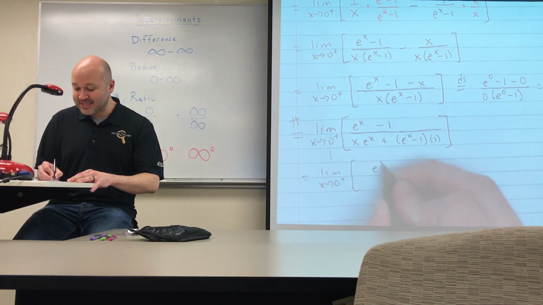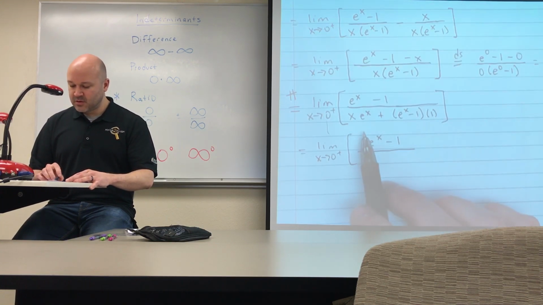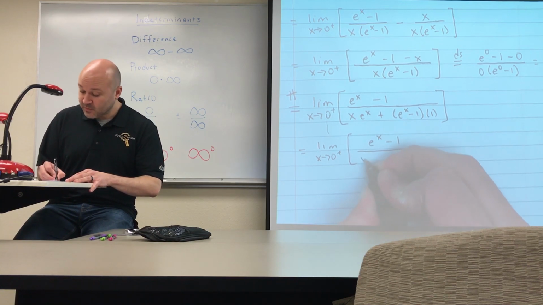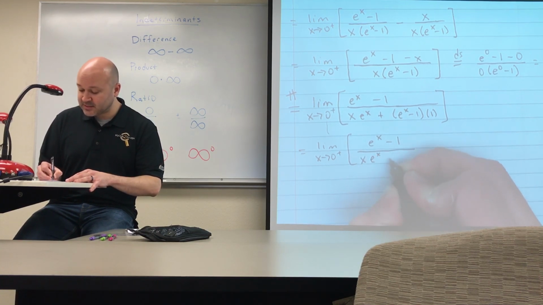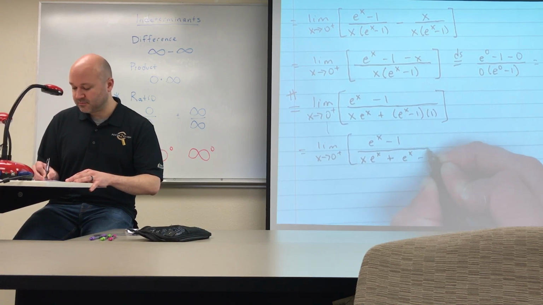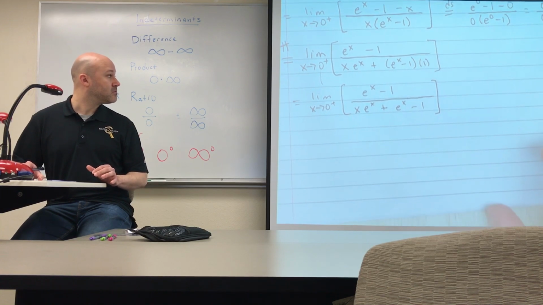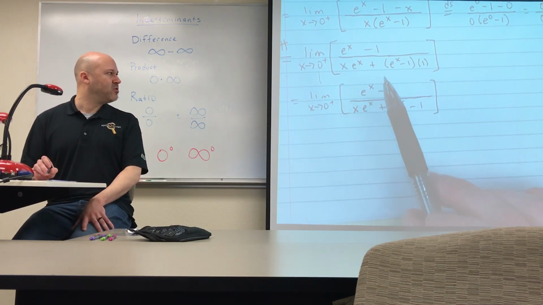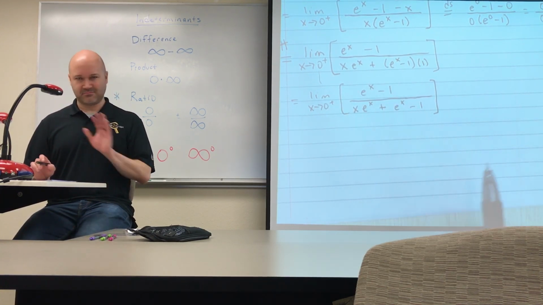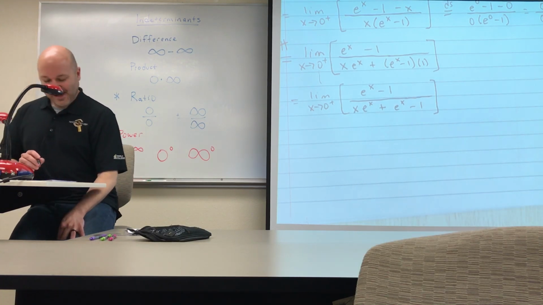Numerator looks nice, e to the x minus 1 all over. Down below, I guess I'll just keep it like that: x times e to the x plus e to the x minus 1. Some of you may want to do some sort of reduction. That's not possible because of the plus sign.